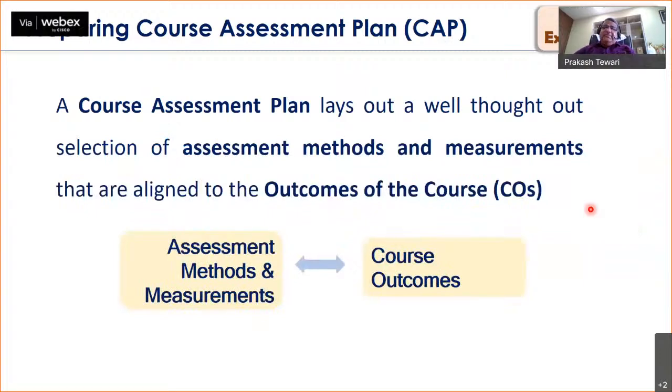As faculty members, you are all aware, usually 1 or 2 months before the commencement of the semester, the head of the department calls for a meeting and allots the subjects for the next semester. And for that subject, you write the course outcomes, 4 to 6 course outcomes. But now you have to learn how to select the appropriate assessment method and measurement for each of the course outcomes.